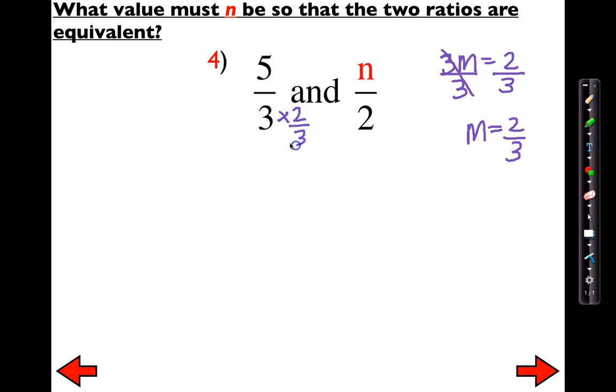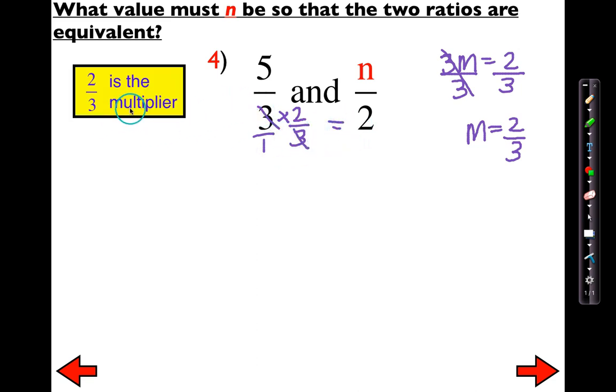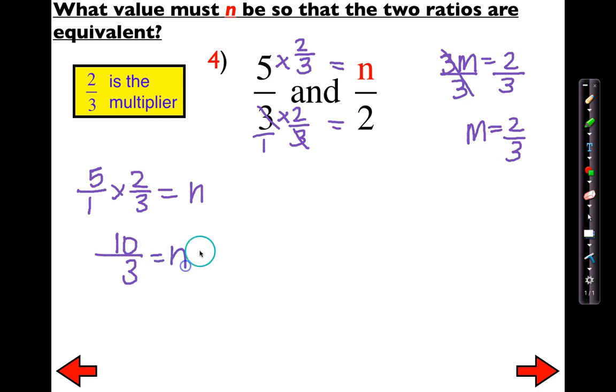I'm just going to double check that to see if this is true or not. So this is. So I can confidently say that the multiplier is 2 thirds. And because I know that, I can go ahead and figure out the value of n by multiplying the numerator by 2 thirds. I'm going to work this out. 5 over 1 times 2 thirds is going to give me the value of n. Here I can't cross cancel. So I'll multiply across. 5 times 2 is 10. 1 times 3 is 3, so 10 thirds is n.